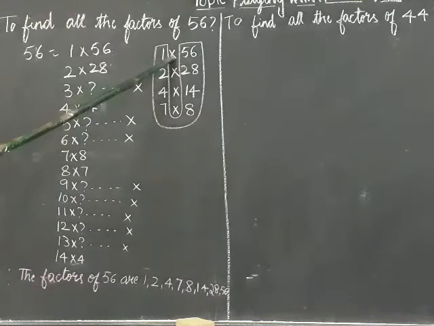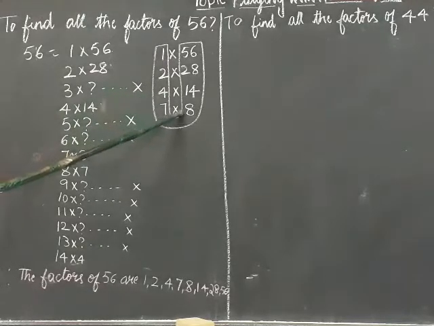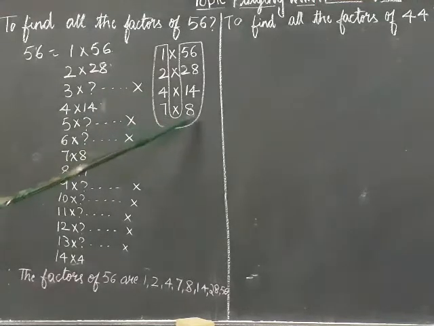That is 1 into 56, one natural number. Next natural number is 2. 2 into 28 we get 56. 3 we did not get here in this column, so I am not writing 3. Next number we got is 4. 4 into 14 we got 56. 5 also we did not get. 6 also we did not get. So I am not writing them in this column. Next number is 7. 7 8s are 56. Again 8 is repeating.